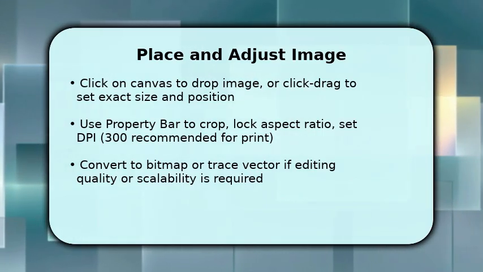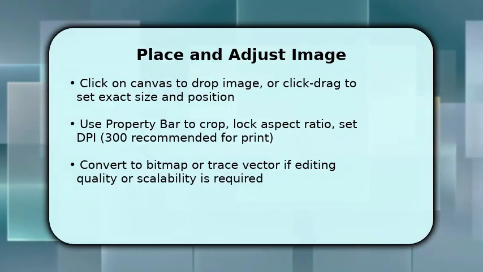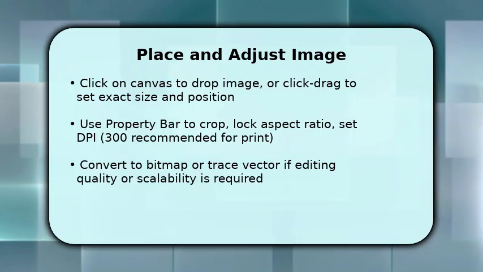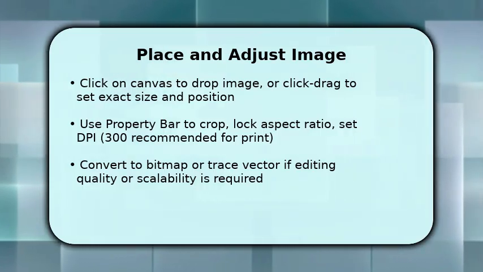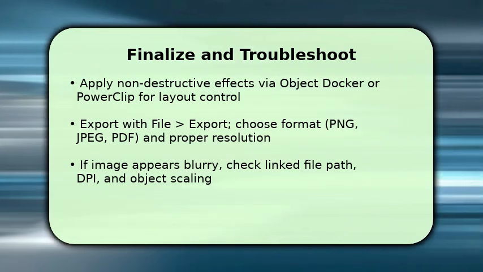If you need scalable art, use Trace Bitmap to convert raster to vector, or use Bitmaps, Convert to Bitmap when you require consistent pixel-level edits before applying effects. Finish by placing the image inside frames or PowerClips for precise layout, and apply non-destructive effects through the Object docker so you can still tweak settings.